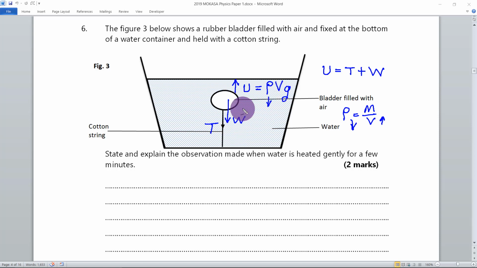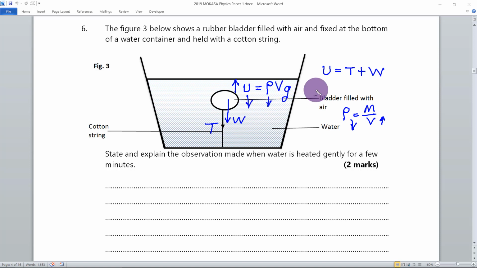We are going to assume that the bladder does not expand. No expansion takes place here. The expansion is in the water. If that happens, then this V remains the same, but the density of the liquid has reduced. If that happens, then the upthrust will reduce, because these two are constants. They do not change.